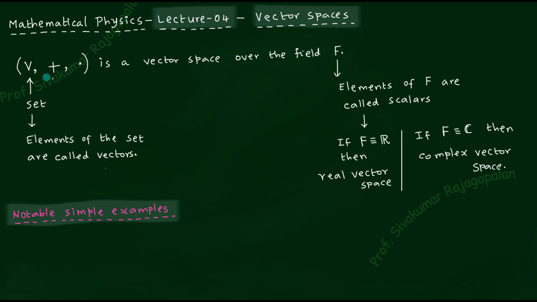So this is the standard way of writing. If you write like this, the meaning is that capital V is a vector space under the addition and the multiplication over the field capital F. This is how you have to read.